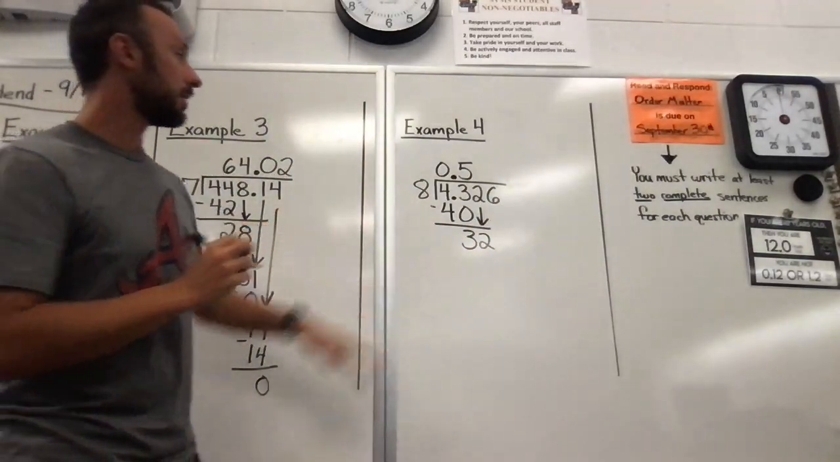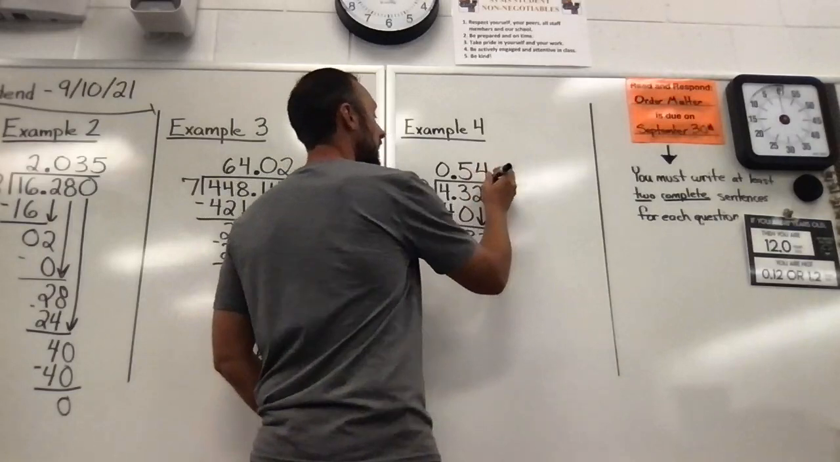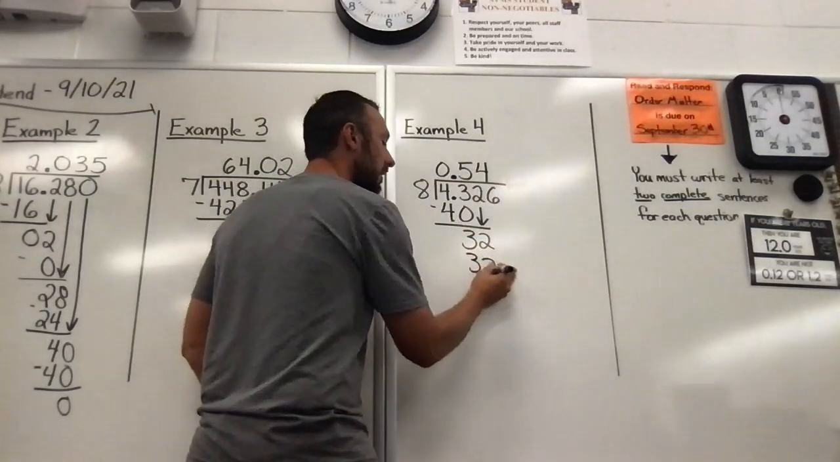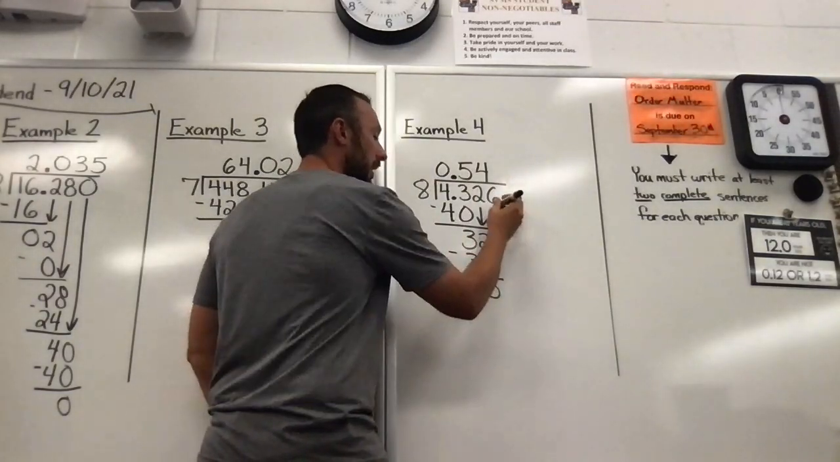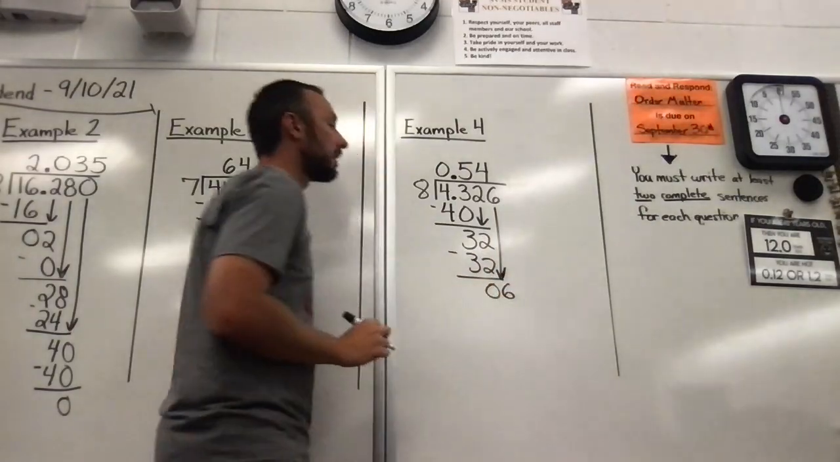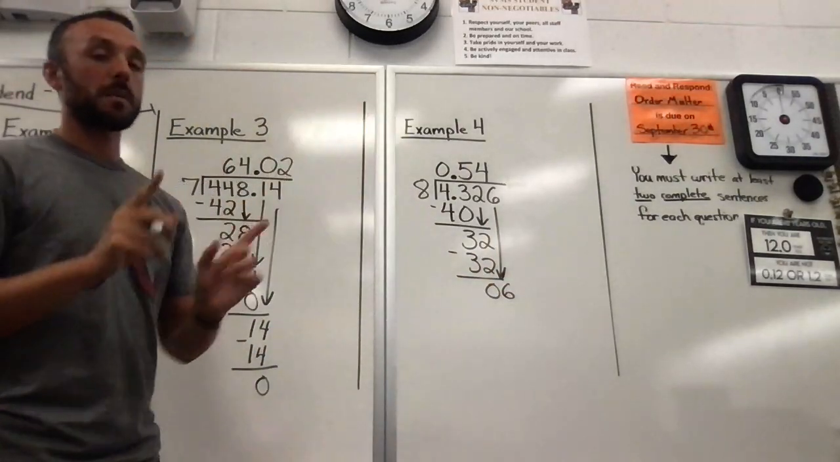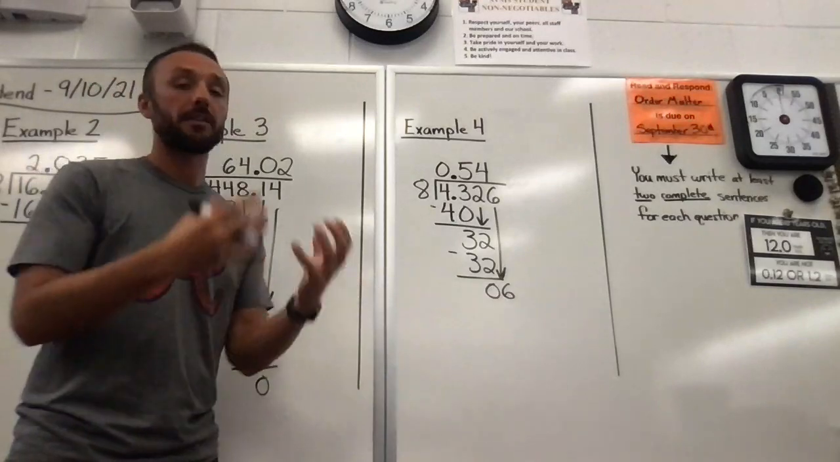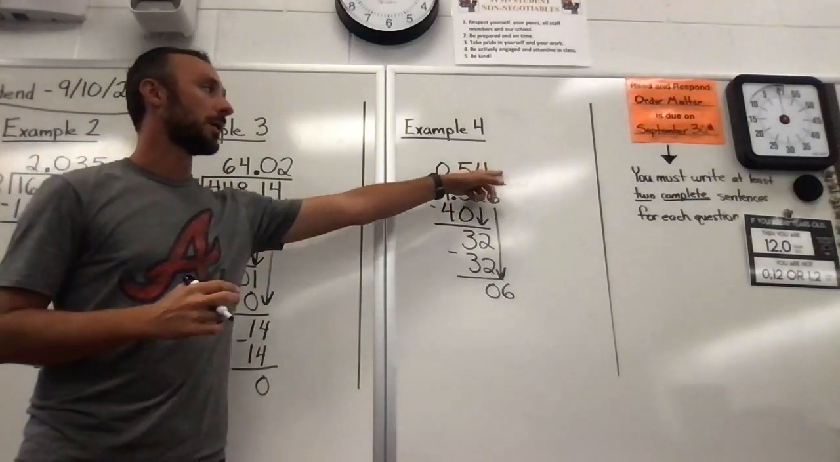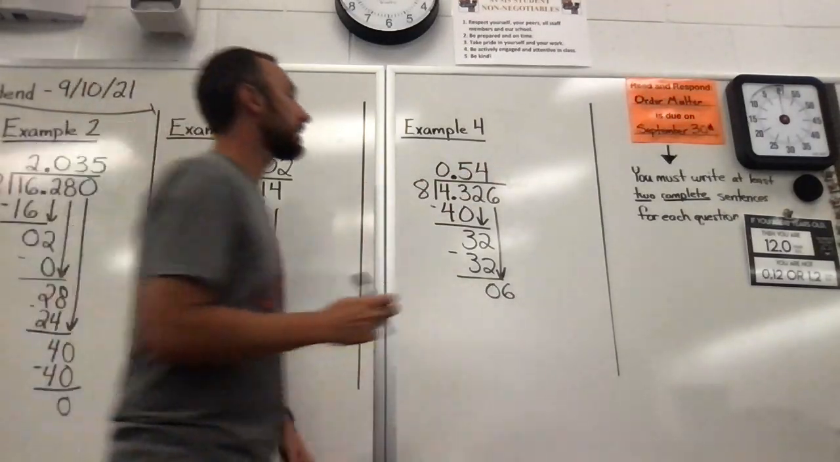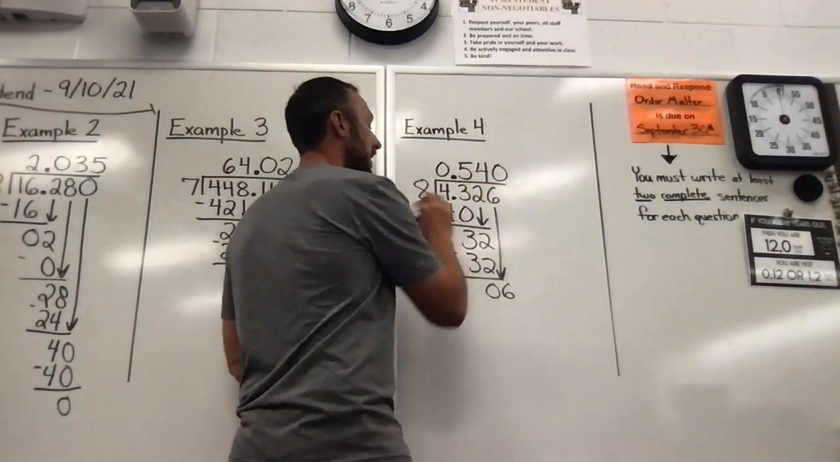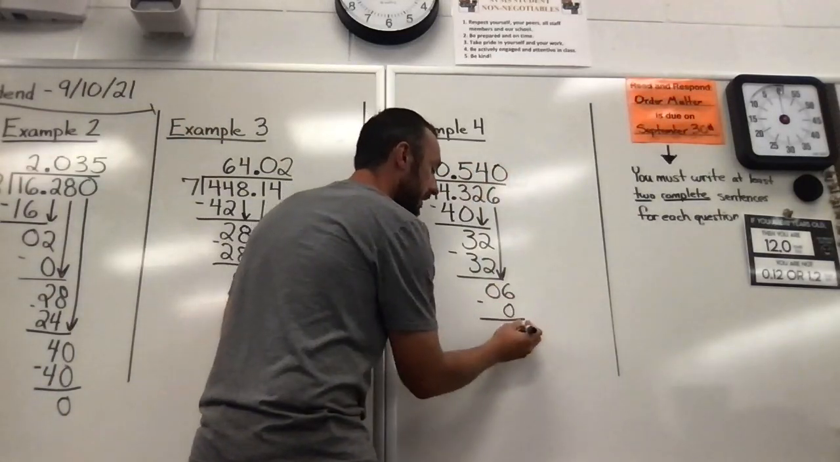8 goes into 32 4 times. 4 times 8 is 32. I subtract, I get 0. I bring down my 6. And remember, I can see a lot of people making mistakes here. Every time I bring a number down, I have to put another number in my quotient. So 8 goes into 6 0 times. 0 times 8 is 0. I subtract, I get 6.